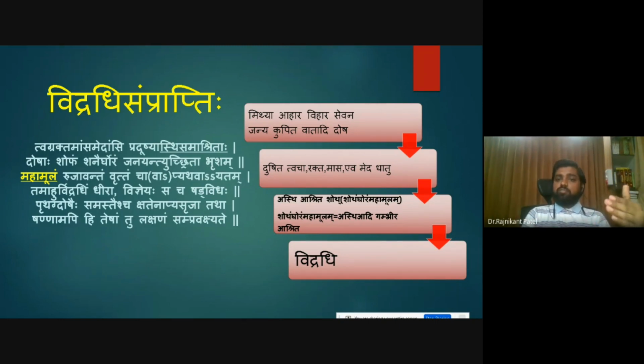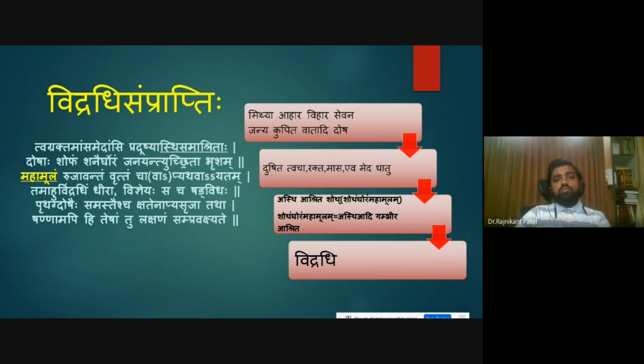So, Vidradi Samprapti: taking unwholesome food and living a bad lifestyle will increase, or vitiate, the dosha. The vitiated dosha will further get lodged in the tvak, rakta, mamsa and meda dhatu. Then it will cause the shotha, that is the mahamula shotha, that is the asthi dhatu shotha. And it is called Vidradi.